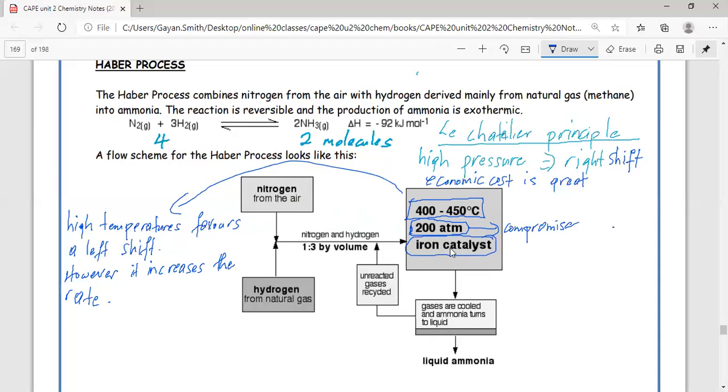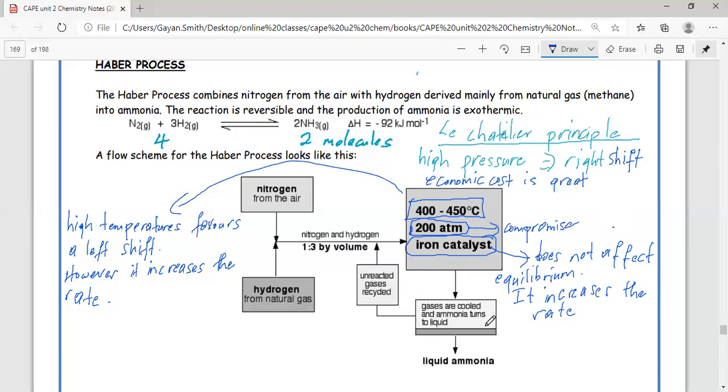Now, the catalyst does not affect the equilibrium, right? So whenever you introduce a catalyst, it's not for the purpose of shifting the equilibrium to the right or to the left. The purpose of introducing the catalyst is to increase the rate. So that is why the iron catalyst was added.